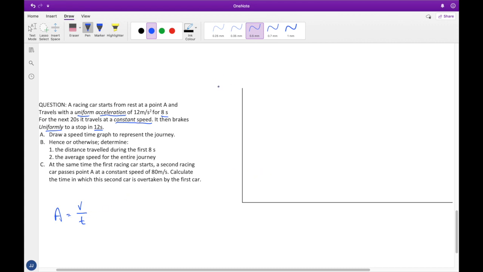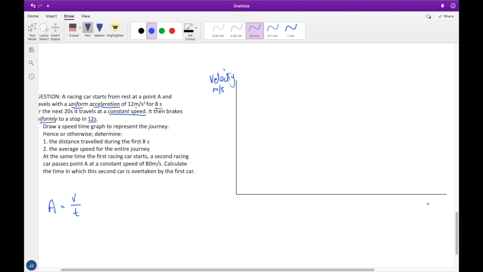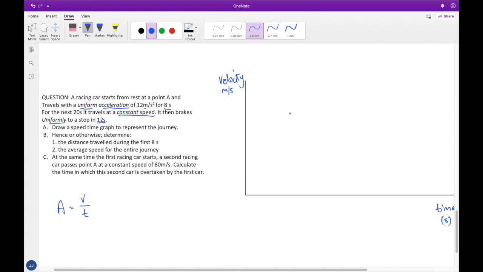So obviously now we'll have this axis being velocity, and our velocity will be in meters per second, and we will have this axis here, the x-axis, being time in seconds. Now at the end of the day, for the start of the journey, they did not give us the velocity. They told us he accelerated at 12 meters per second squared for 8 seconds. So we have the acceleration, we have the time, so now we could find the velocity.